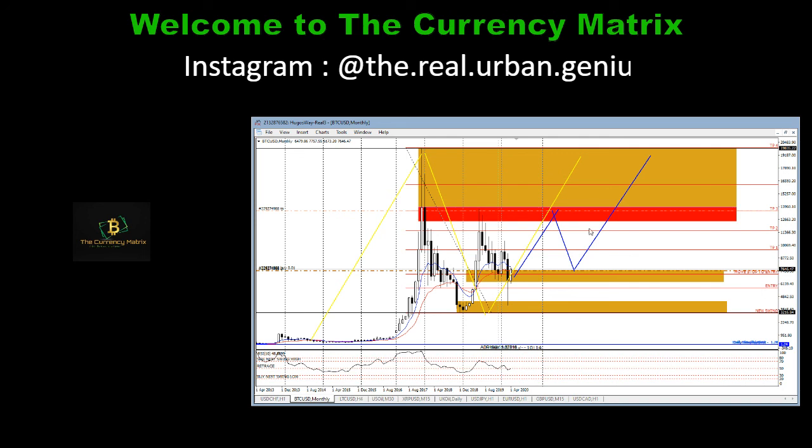So expect 90% of the crypto market to follow the same patterns and the same trend as Bitcoin itself. Simple and quick review on the long-term analysis of the crypto Bitcoin currency pair.